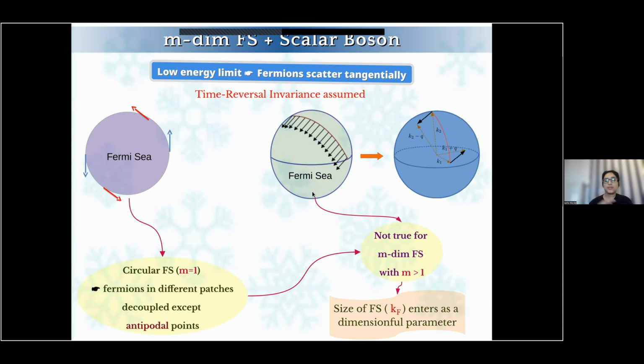For example, if we go to 3D, which has a spherical Fermi surface, then any 2 points can be joined by a series of tangent vectors. So basically, fermions at any 2 points on the sphere can scatter with each other, maintaining the condition that their momentum is parallel to the Fermi surface. So this patch argument is not true for an m-dimensional Fermi surface with m greater than 1. When we started our calculation, we expected that the size of the Fermi surface, which is encoded in kf, should enter in the various physical quantities as a dimensionful parameter.